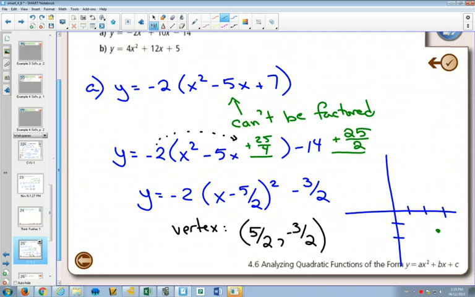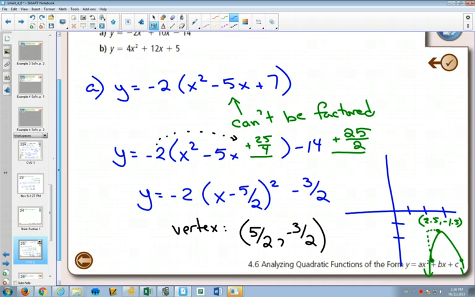Then because our A value is -2, you're going to go over 1, down 2 to find your next points. This is positive 2.5, comma, -1.5. And then you have to go over 2, down 2, and so on. Okay? You need to show your vertex as a key point, and you need to label at least one other point so that you can indicate how narrow or how wide your graph is.